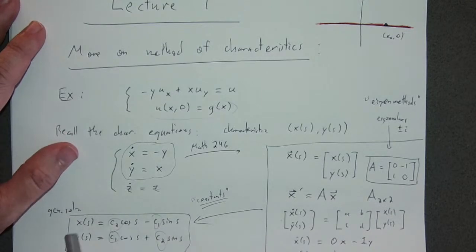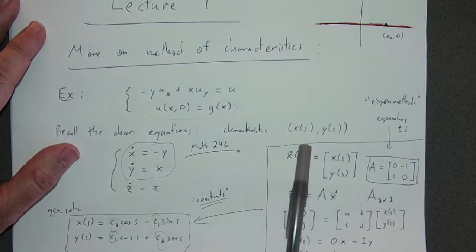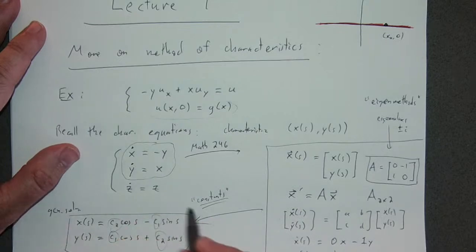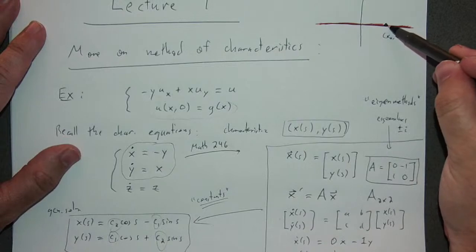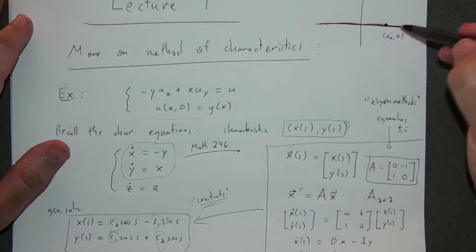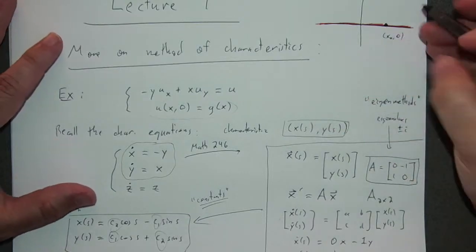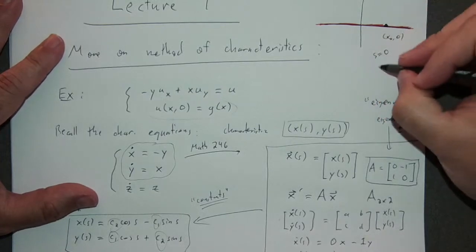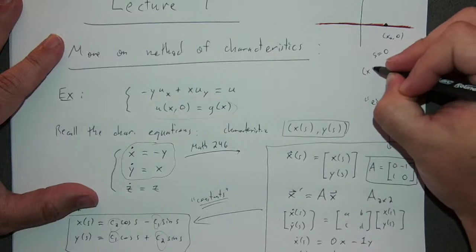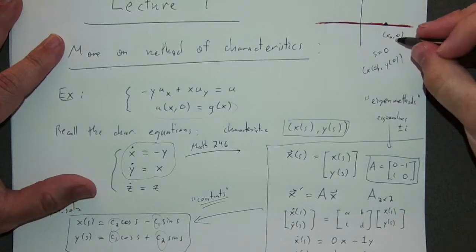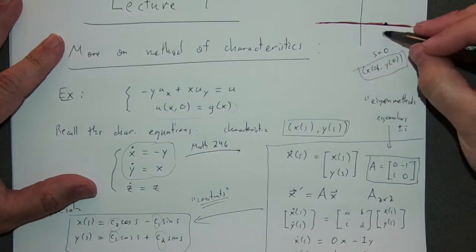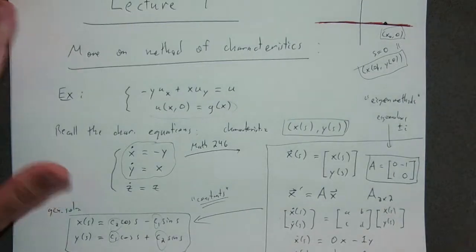In order to impose conditions on these constants that make my characteristic, remember the characteristic is parameterized by s, so these are telling me the trajectories here. I need to initialize these in such a way that this characteristic is intersecting this x-axis at s equals 0. So at s equals 0, I want x of 0, y of 0 to be equal to this thing. I want this point to match up with this, I want those two things to be equal.